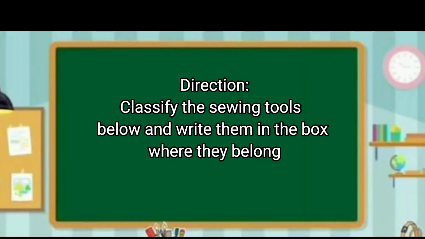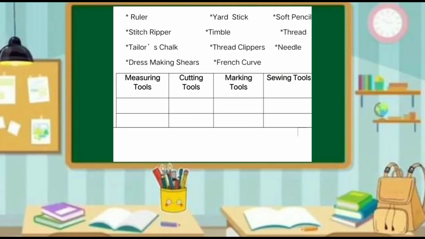Direction. Classify the sewing tools below and write them in the box where they belong. The tools that you are going to choose are ruler, stitch ripper, tailor's chalk, dressmaking shears, yardstick, thimble, thread clippers, French curve, soft pencil, thread, and needle. The categories are measuring tools, cutting tools, marking tools, and sewing tools. You have 5 minutes to do this activity.